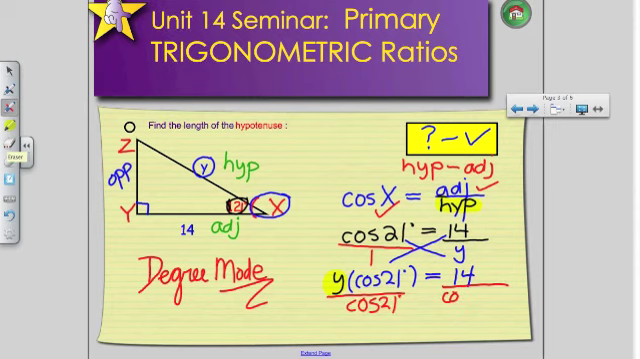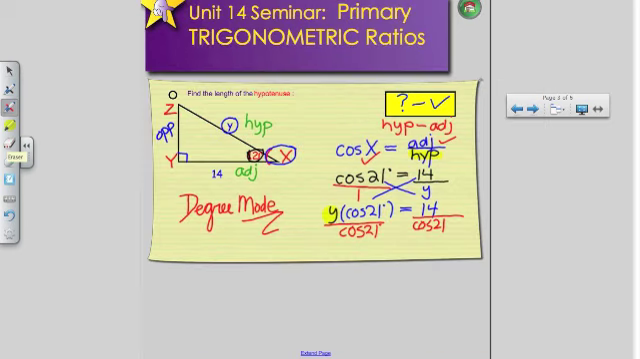Notice these are the exact same rules that we use in algebra. We're just applying it to trigonometry. So what happens is this cos 21 cancels with this cos 21. So I have y is equal to 14 divided by cos 21. And if you have your calculator with you, you can just plug those values into your calculator, and you should get y is equal to 15.